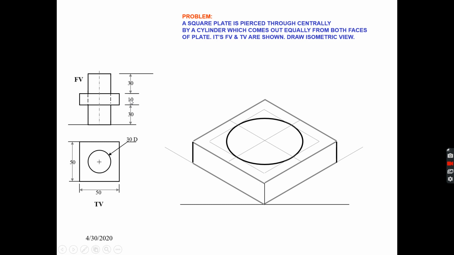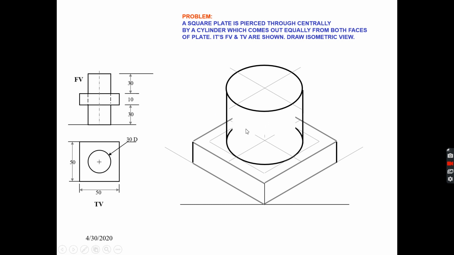Then you can see here the upper part of the cylinder, which is above the plate, has a height of 30 mm. So I will draw the generator of the cylinder, and at the top I can also draw the circle. The portion which is not visible to you, you can remove.